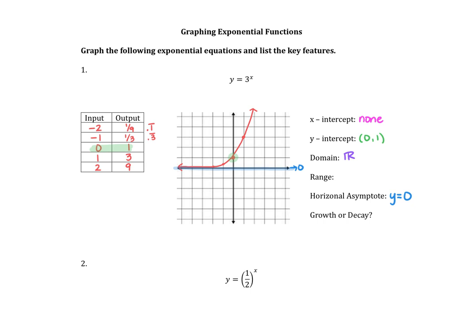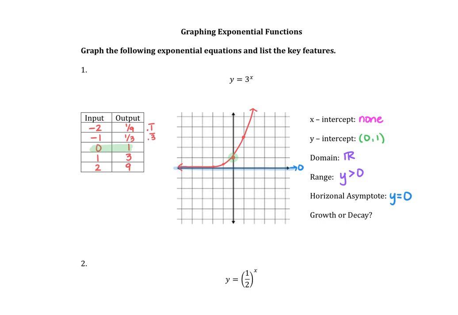And lastly, my range. My range, you can see, appears above that horizontal asymptote, so that means all my y values have to be bigger than 0. It's not going to be equal to 0 because remember, it's never actually going to hit that horizontal asymptote. So it's just the values above 0.